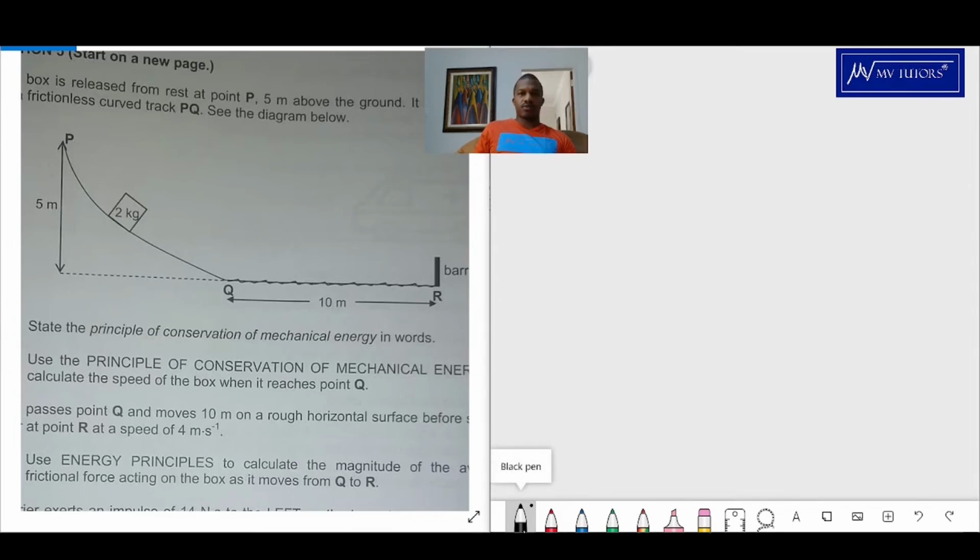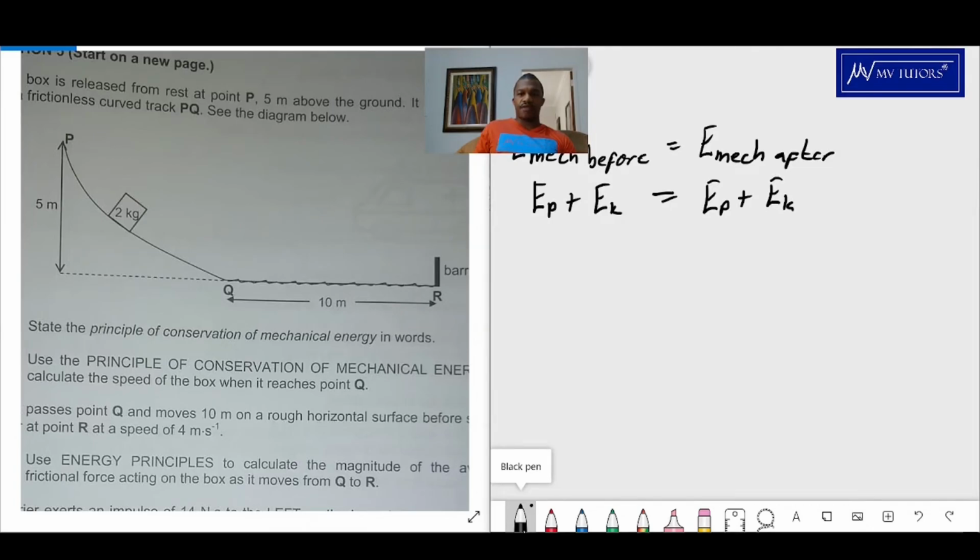Start with the black. So we were saying mechanical energy before is equal to mechanical energy after. So what is mechanical energy? It's potential energy plus kinetic energy before is equal to potential energy plus kinetic energy after. Potential energy is given by mgh, kinetic energy is half mv squared, same on this side, mgh plus half mv squared. Remember, this side is all after.